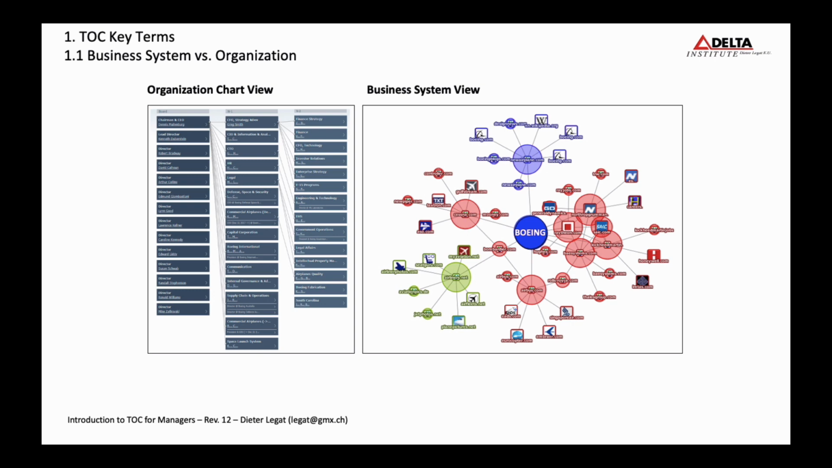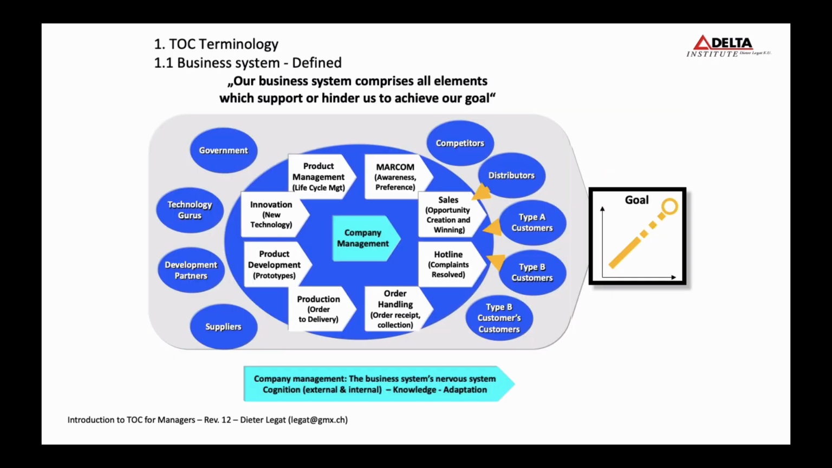Already when he started developing his theory of constraints, Eli Goldratt stated that this org chart view does not really allow to understand constraints in a business. A business should be viewed as a system, a network of interacting functions. Such a view of Boeing you see on the right side of this picture. It shows Boeing at the center of a network of companies to which Boeing relates.